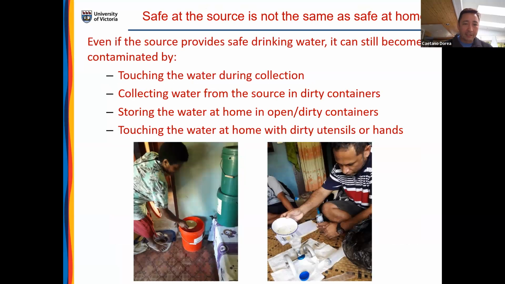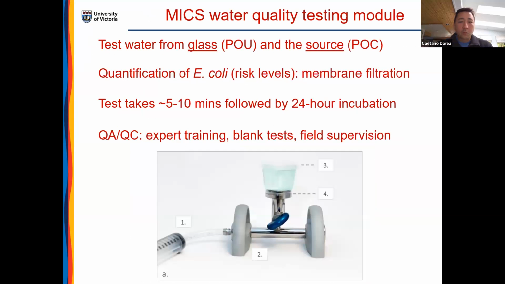The idea is to collect those 2. I'm not going to go into point-of-use, post-collection contamination, but the idea is that after water is collected, there's a variety of risk factors that, if they aren't avoided or eliminated, can contaminate the water before its consumption. That's why we want those 2. And in the MICS water quality test module, we're going to quantify E. coli and translate that into risk levels using an adapted membrane filtration method.